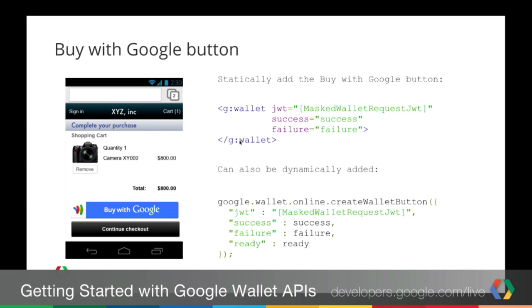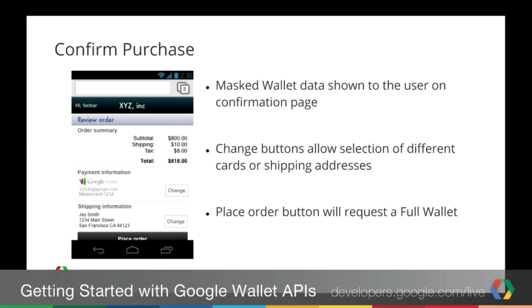So now, once that information goes to Google, Google will send you back the Masked Wallet, and in this case you will see it in visual form here. So now you have shipping information and you have a partial credit card number or more. The customer can use the change buttons to select different shipping addresses if they are available in their Google Wallet account, or different instruments, different credit cards, again, if they are available.